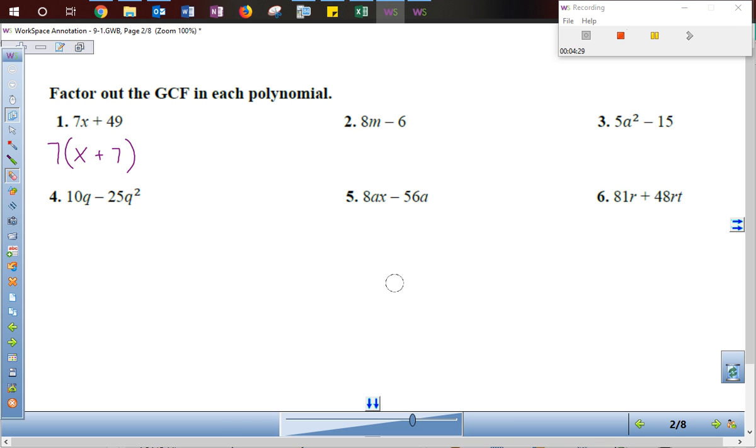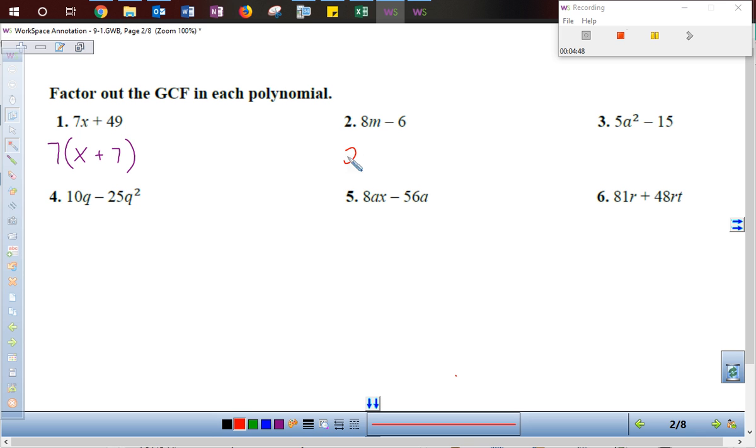So there should always be a way to check your answer. So let's try again on number 2. I want to find the greatest common factor between 8m and 6. So I'm going to start with just the coefficients, 8 and 6. Well, the biggest number that goes into both 8 and 6 is 2.